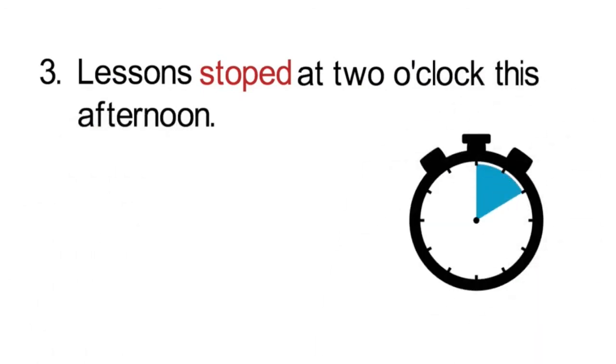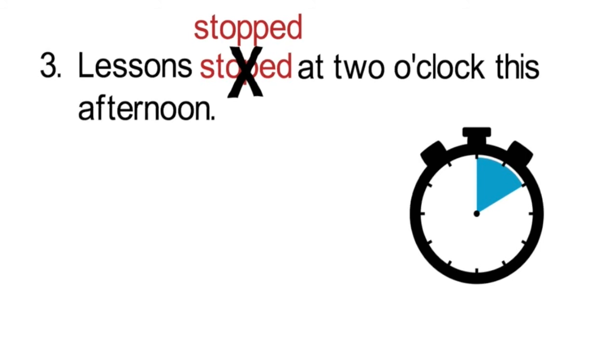Lesson stoped at 2 o'clock this afternoon. That's right. This mistake is a spelling mistake. Look back at the spelling rules table. Remember, you have to double the letter P. S-T-O-P-P-E-D. Stopped.